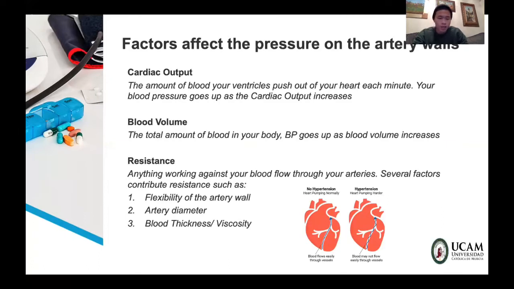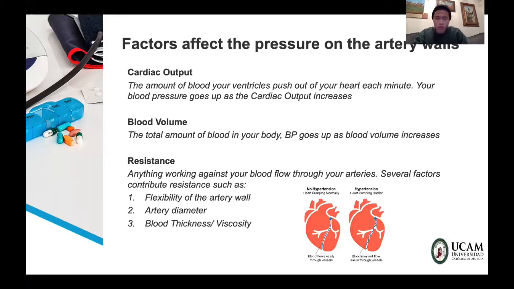And then the third one, we have the blood viscosity, or the thickness of the blood. In the blood, particles such as proteins and fats increase the thickness of your blood. And why? If your blood is thick, imagine if your blood is thick, automatically your blood pressure increases. Why? Because your heart works harder in order to push the blood through the arteries.